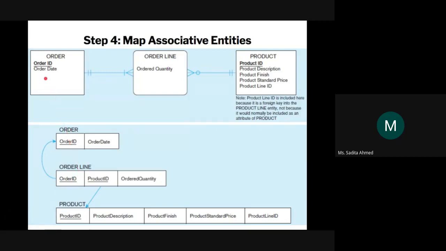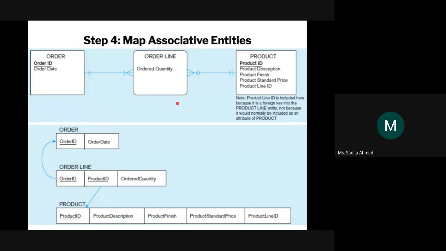Because since a single order ID instance can be associated with multiple order line instances, that is, in an order line table, a single order ID can be in multiple rows, multiple different rows can have the same order ID. Similarly, a product ID may be associated with multiple order line instances. That means the order line table can have the same product ID in multiple rows.